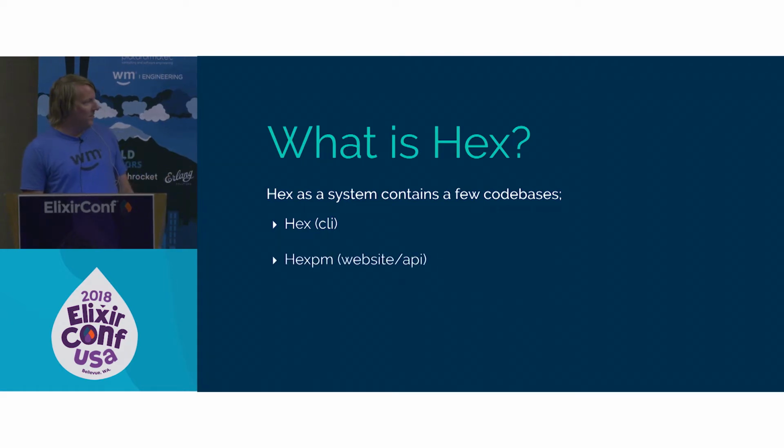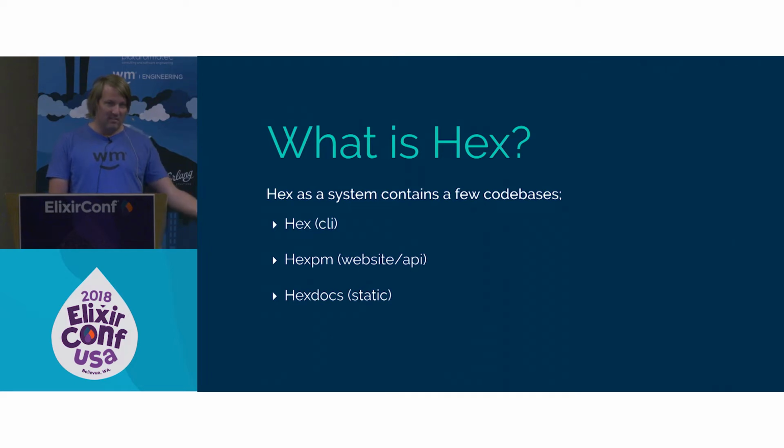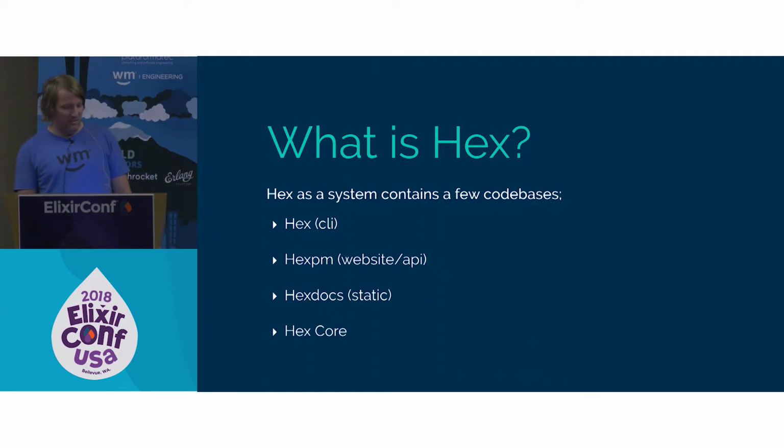You could be talking about Hex PM, which is the website that you go to, or the API that's used to communicate from the website to the client. Hex Docs, which is the hosting site for documentation. Those are all static. Or a new one that Wojtek just released, called Hex Core, which is sort of the interface wrapper for all things Hex. We're starting to see some cool projects come in that are using Hex Core already. For the purposes of this talk, I'm mainly going to be talking about the Hex CLI.